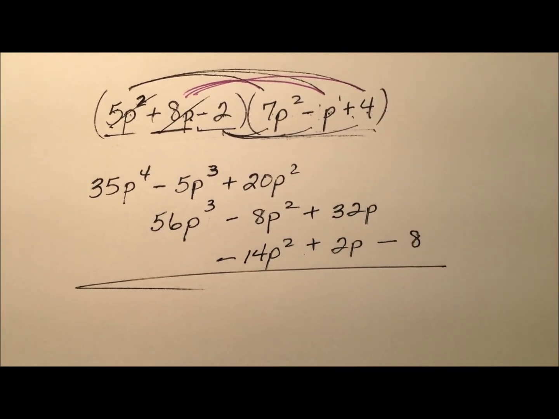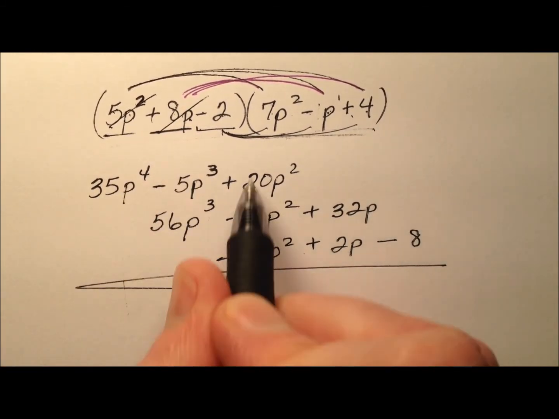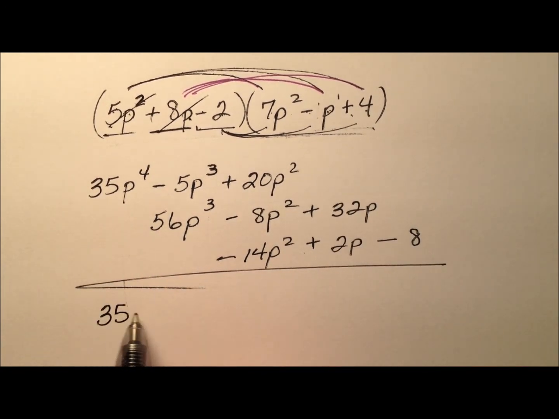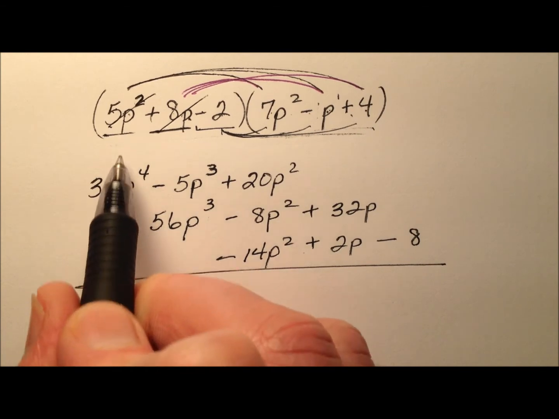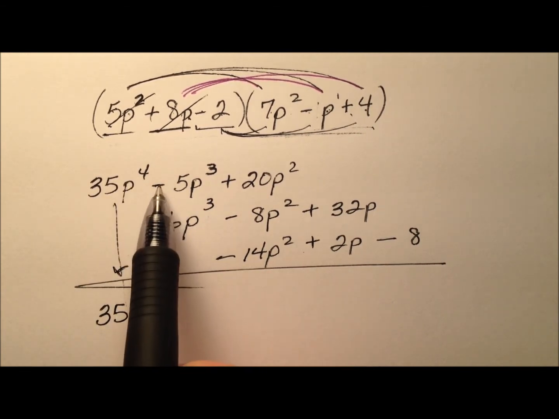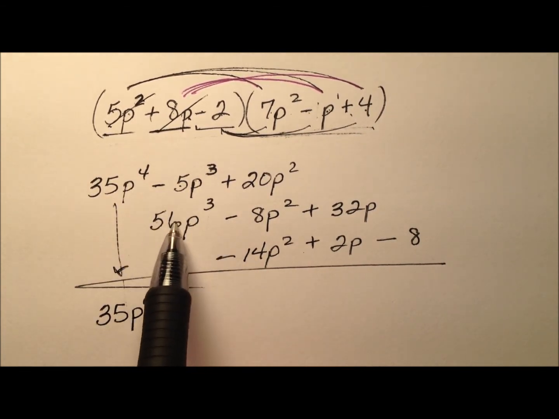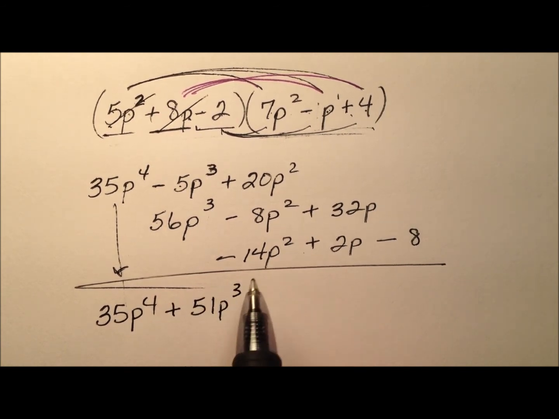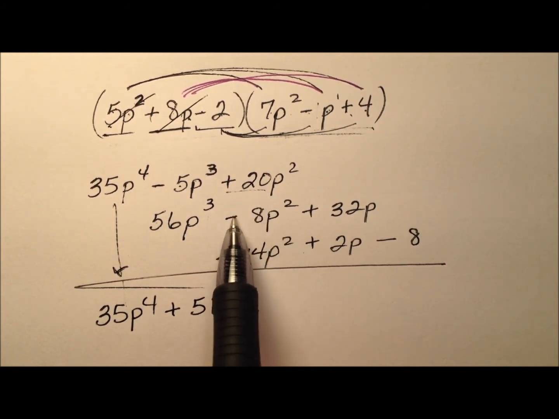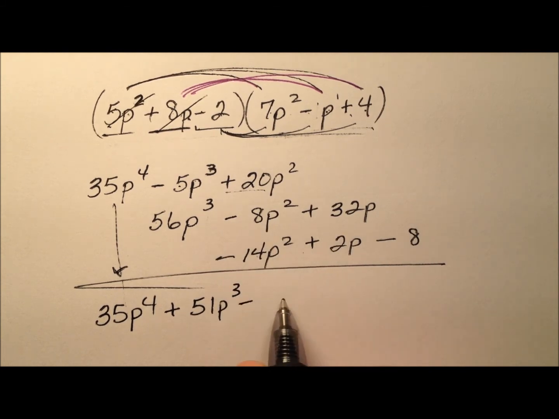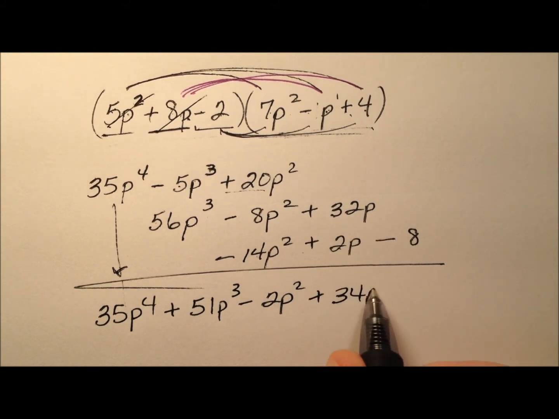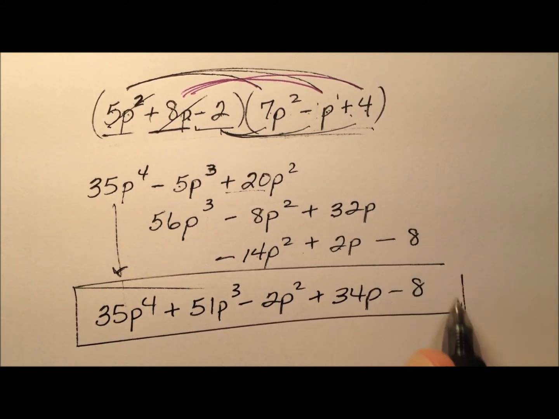And what I can do here is simply combine like terms vertically. So this 35p to the fourth didn't have anybody to add with, so it just comes on down. So negative 5p cubed and 56p cubed will be positive 51p cubed. And then we have 20 minus 8 minus 14, so negative 2p squared. And 32p and 2p, that'll be 34p, and then minus 8.